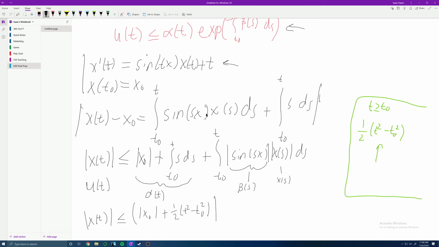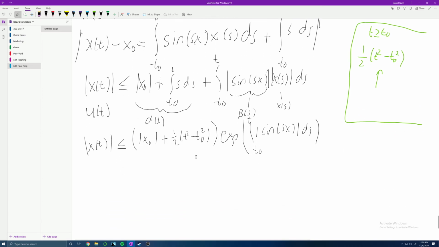And that's all times, I'll write that in a bigger parenthesis, that's all times the following integral here, from t naught to t, or actually the exponential of that, right? Exp of the integral from t naught to t of beta of s, which is just this sine thing, the absolute value of sine of s of x, ds. And we've basically done it here. We've applied this Gronwall inequality very effectively here.